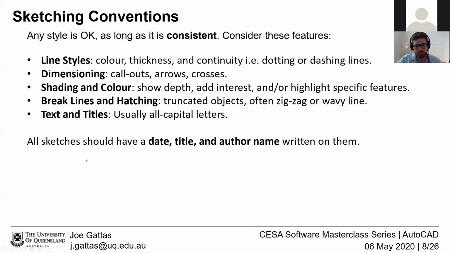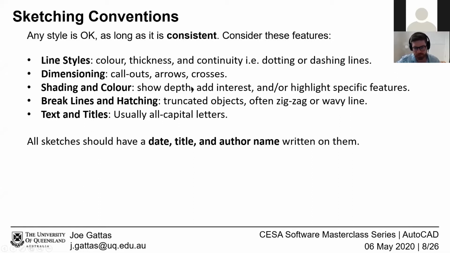So there's a few terms here. I'm not going to spend a lot of time on this, but things that will crop up in terminology: line styles, color, thickness, continuity, dot dash, the things you can pay attention to. Dimensioning in terms of callouts, arrows. Again, it doesn't really matter what style you use as long as it's consistent. Shading and color, because sketches are often informal, you can add these to kind of highlight a feature or draw attention to a feature.